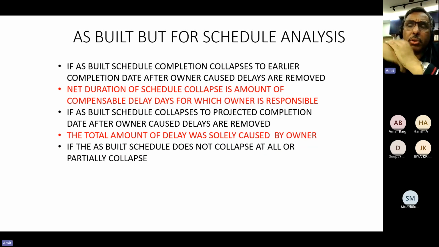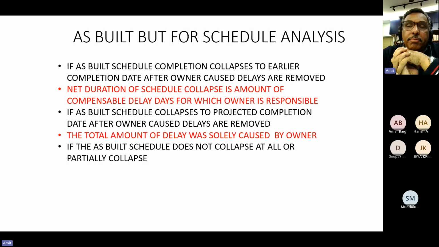Now, let's take a third contingency. The employer has delayed approval of my drawings by 2.5 months. But when I put this delayed approval in my schedule and remove it, the schedule does not collapse to less than 31st October. It comes only up to 15th November.